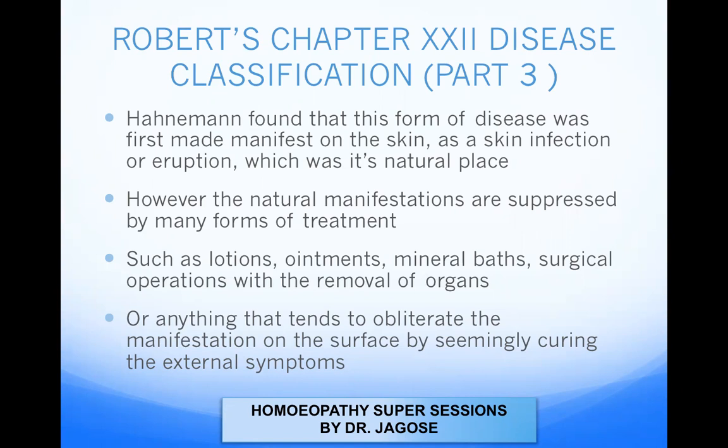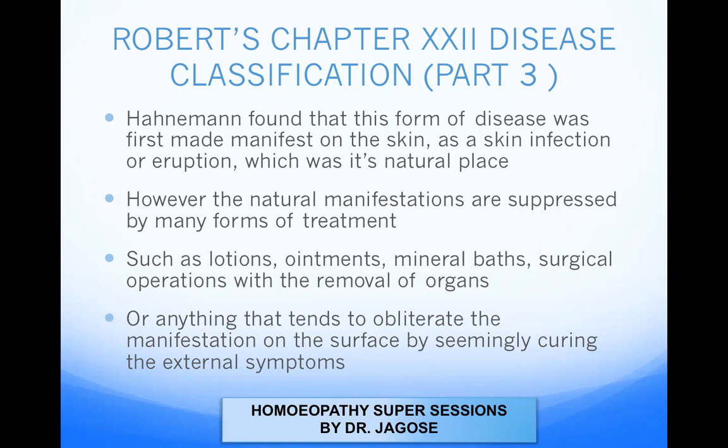Hahnemann found out that this form of disease was first made manifest on the skin as a skin infection or eruption, which was the natural place. So the natural place of the psoric miasm was skin infections or eruptions. However, the natural manifestations are always suppressed by some sort of treatment, such as lotions, ointments, mineral baths, and surgical operations with removal of organs.